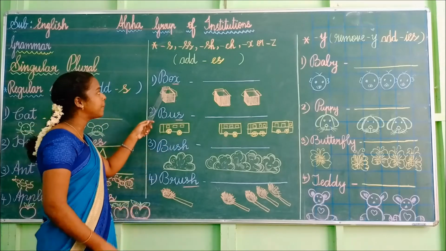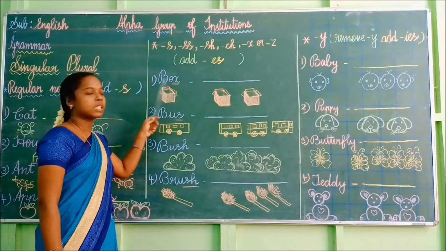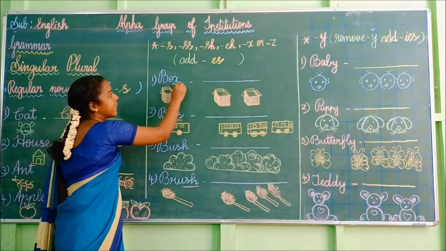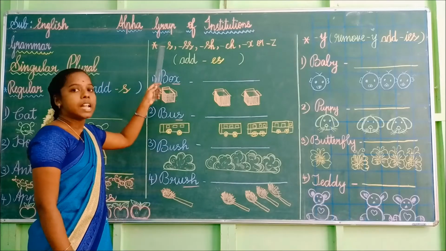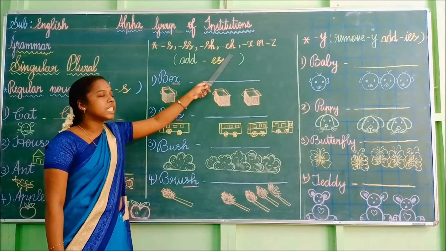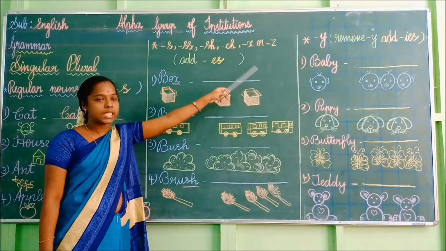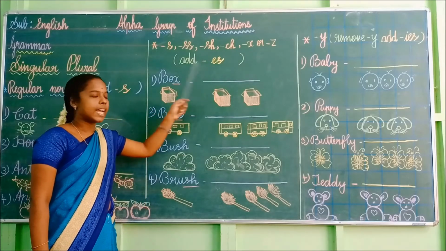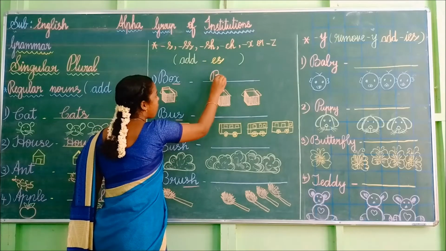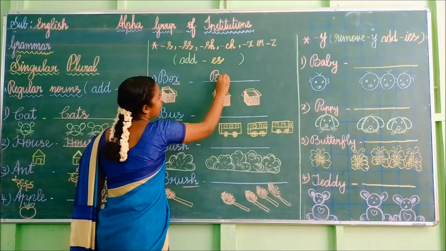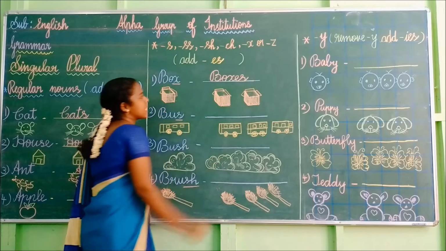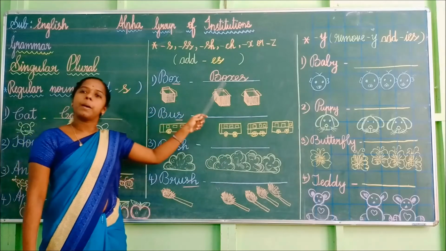Here, see the example. B-O-X, box. Box ends with the letter X. So you have to see the ending letter. If the ending letter is s, ss, sh, ch, x or z, you have to add es. See the plural form of box, boxes. B-O-X-E-S, boxes.